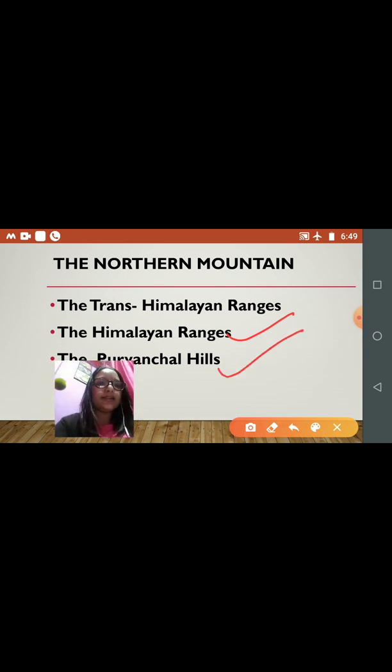See the Trans-Himalayan ranges that lie north of the Himalayas and run parallel to them. They include the Ladakh range. You see the numbering here on the map, 1, 2, 3. It is given for the Karakoram range, then the Ladakh range, the Zaskar range and the Kailas range. So these 4 are the important mountain ranges of the Trans-Himalayan ranges.